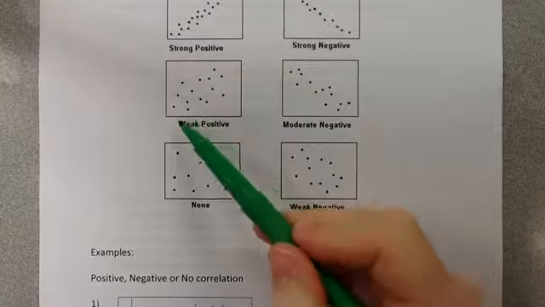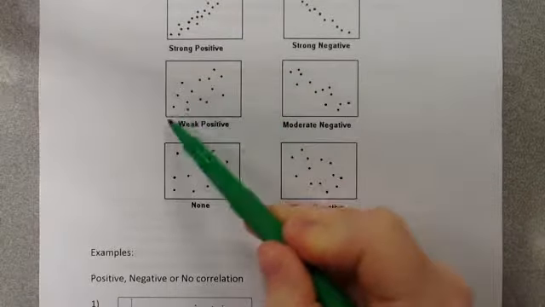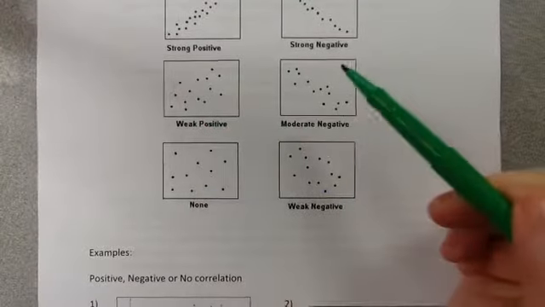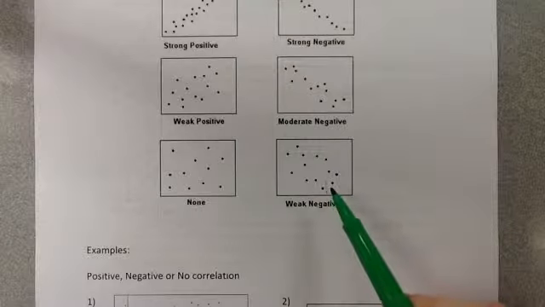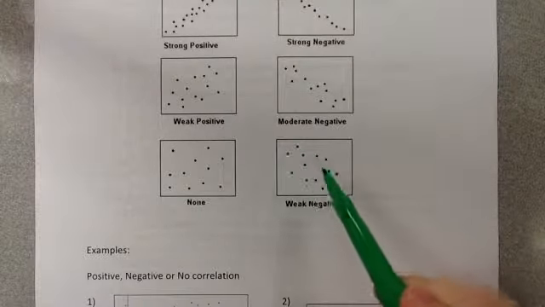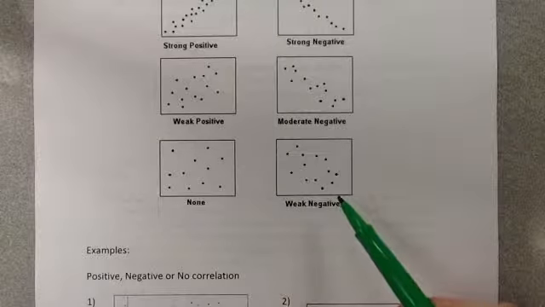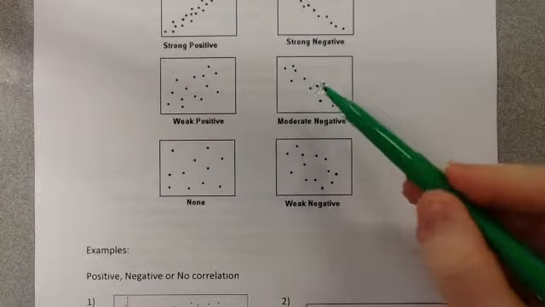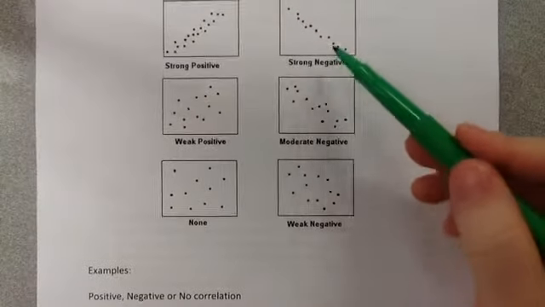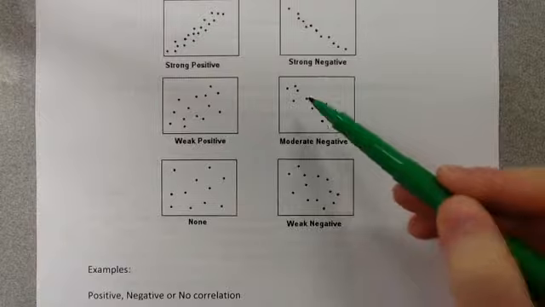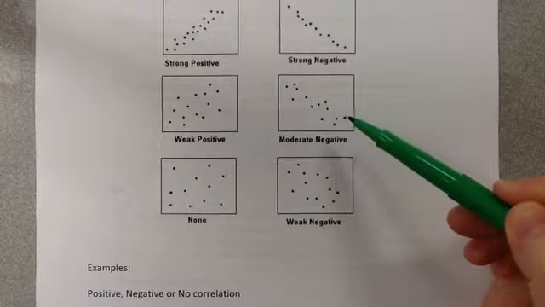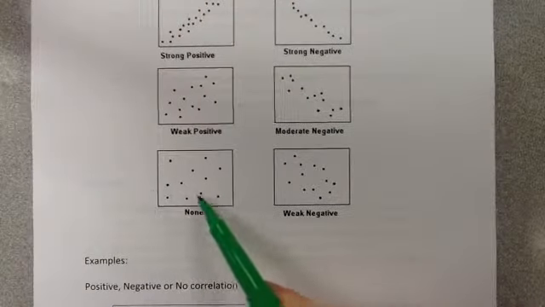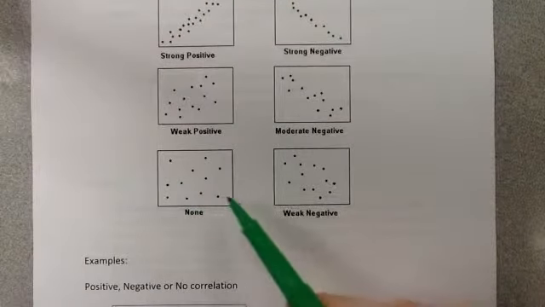Couple others. A weak positive, we can kind of see that they're moving up to the right, but there really isn't a nice line. Here would be a weak negative. They're kind of going up towards the left, not very close together. Moderate negative, they're kind of grouped, not as good as this one, but you can tell that they're going up to the left. You could have a moderate positive as well, and then none. There is absolutely no way you can tell if they're going up to the right or up to the left.